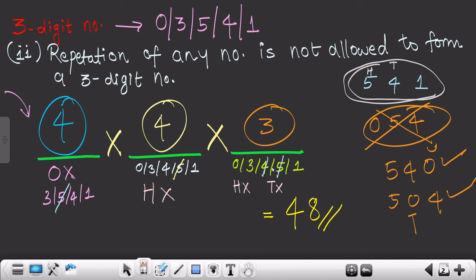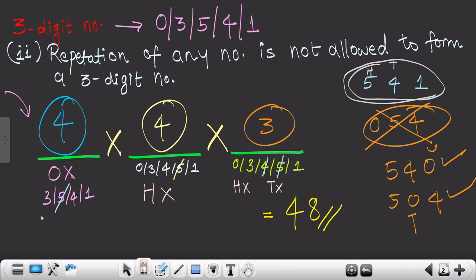That means 3 such cases can be formed, and thus we multiply all of them, since to form a 3-digit number we will require the units place, tens place and hundreds place. So when we multiply them, it is going to be 4 4s are 16, and 16 3s are 48, right? So basically 48 such 3-digit numbers, or 48 such cases, can be formed from the available set of numbers 0, 3, 5, 4, 1, provided repetition is not allowed.